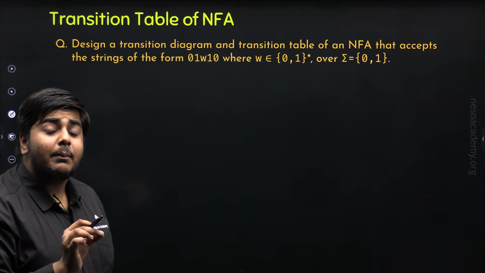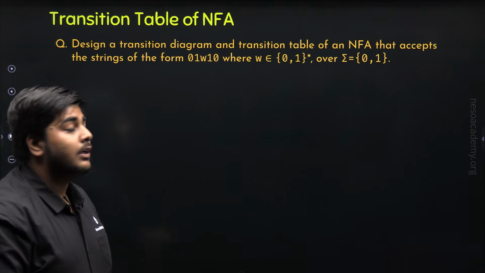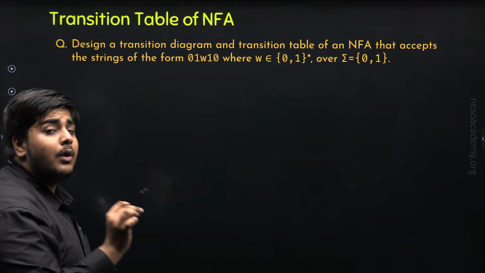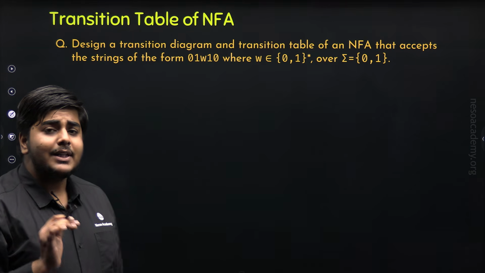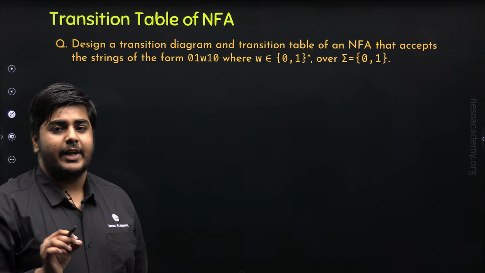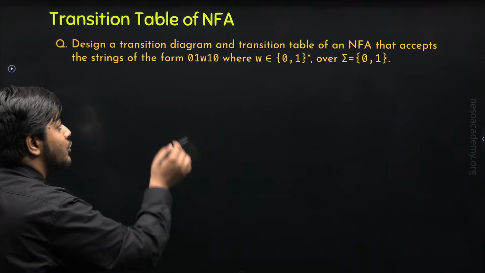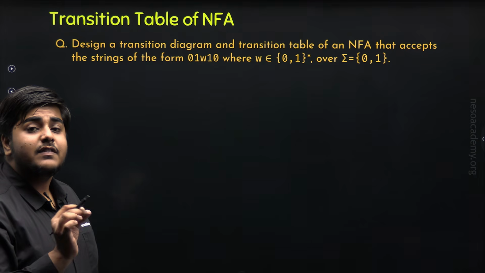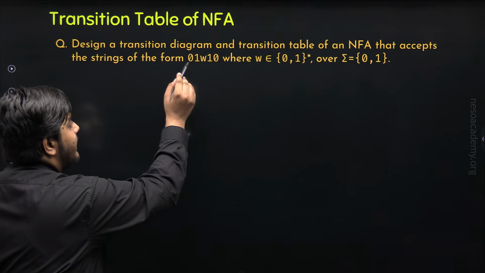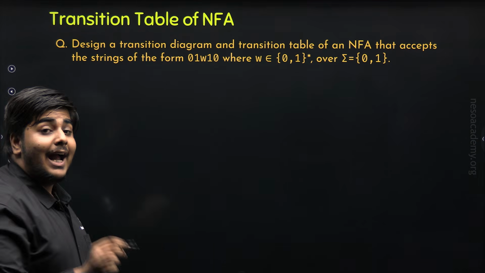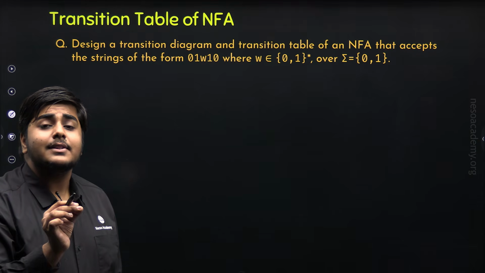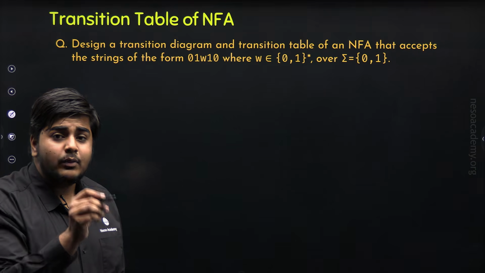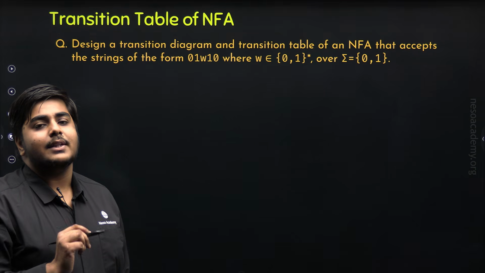So the value of W can also be epsilon, that is a null string. So we can replace this W also by a null string. Now let's see what will be the simplest possible string for this language. When we replace W by the null string epsilon, we get the string 0110. And 0110 will be our simplest possible string, because 0110 is beginning with 01 and ending with 10.